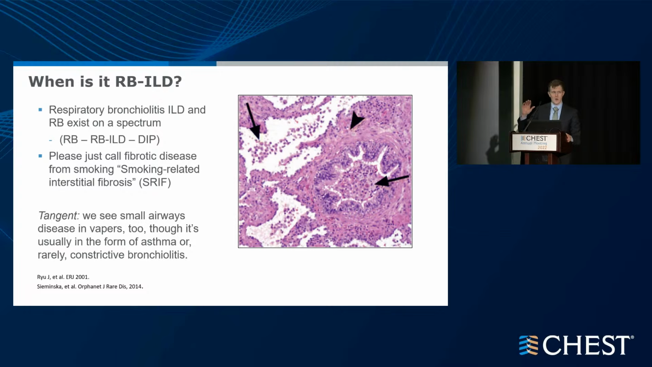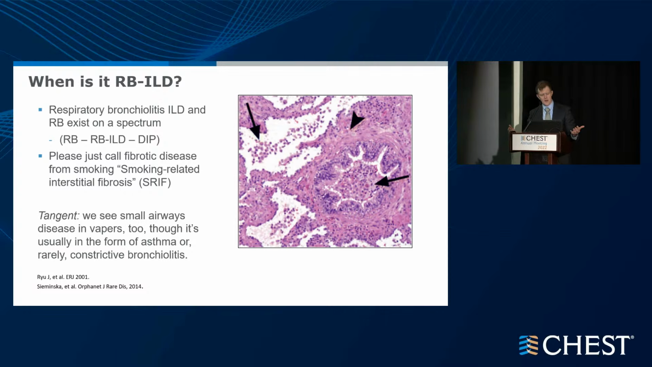One quick tangent is, when is it ILD? I'm an ILD doc, that's typically what I see. It rarely is an ILD. That said, people do get fibrotic changes. When they get fibrotic changes, we call that RB-ILD. This nomenclature is kind of hogwash. I think that people should just refer to all this as smoking-related interstitial fibrosis. That's my own grammar Nazi sort of response, trying to get rid of abbreviations. But it's all on a continuum of disease.